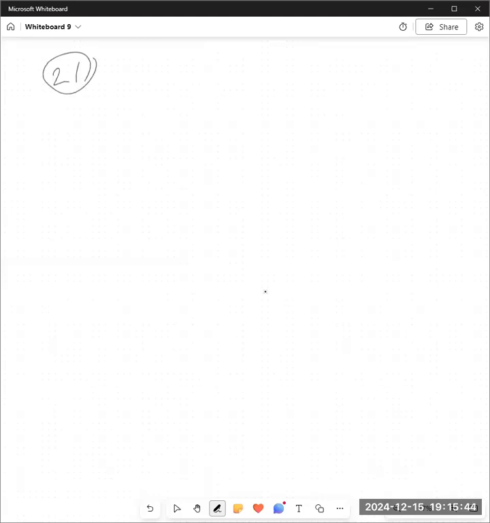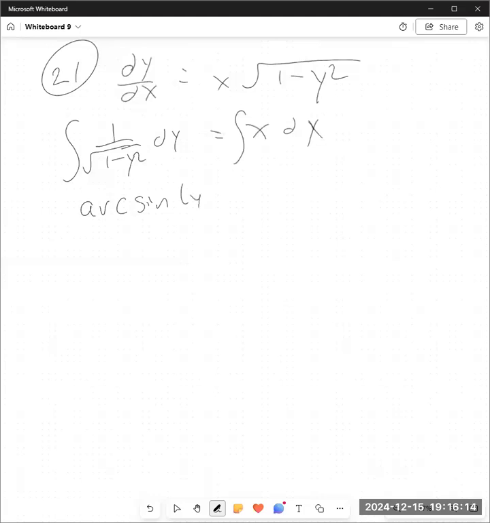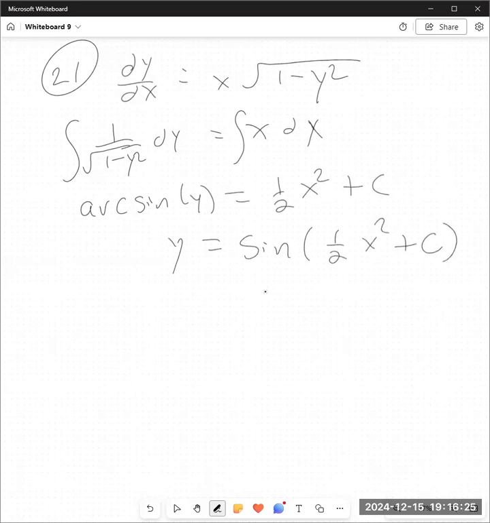And then let's wrap up this video here. This is 21 from the book. Dy dx is x root 1 minus y squared. So this is 1 over root 1 minus y squared dy is equal to x dx. If you know your inverse trig rules here, then this is going to be arc sine of y is equal to 1/2 x squared plus c. So let's solve this as y equals sine of 1/2 x squared plus c, like that.